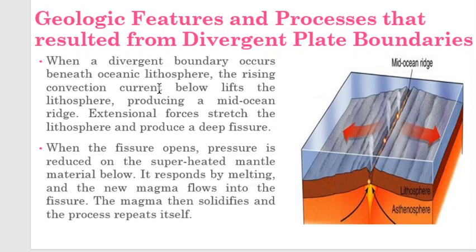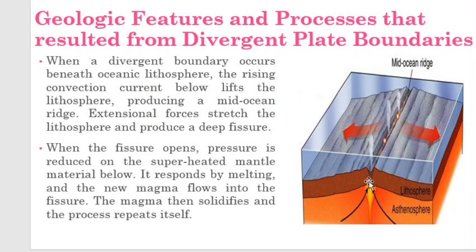phenomenon? So we have here, when a divergent boundary occurs beneath oceanic lithosphere, the rising convection current below lifts the lithosphere, producing a mid-ocean ridge. So instead of collision forces, we have your extensional forces that stretch the lithosphere and produce a deep fissure. So the key word here is fissure.